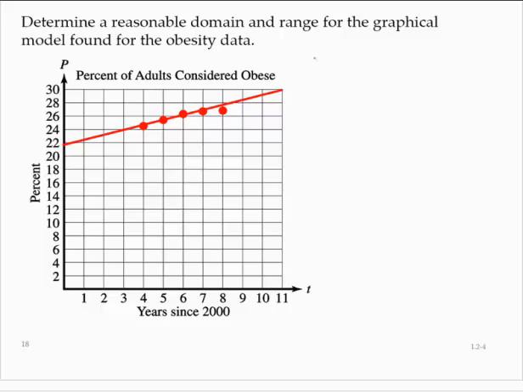So for our domain, we tend to think of our input values. Now our input values were from 2004 to 2008. So we might say, well, it might be reasonable to go 2 years in either direction. And this is somewhat arbitrary. There are no set guidelines for this, but we would be concerned about things called model breakdown.